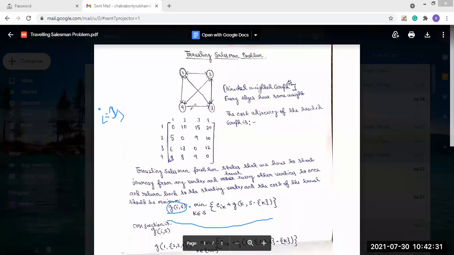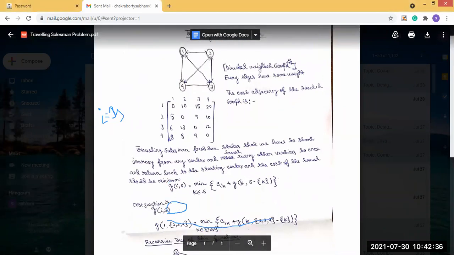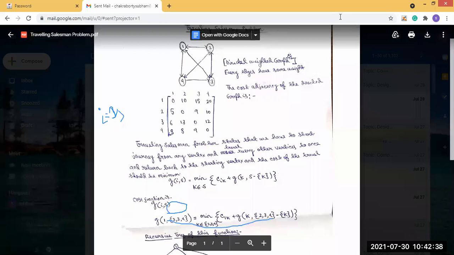That's why in the formula, if we say the starting vertex is 1, then I will point to the starting vertex, and S will be the remaining vertices. So here we are considering 1 as the starting vertex, so we put the I value as 1, and S is the remaining vertex set, 2, 3, 4.